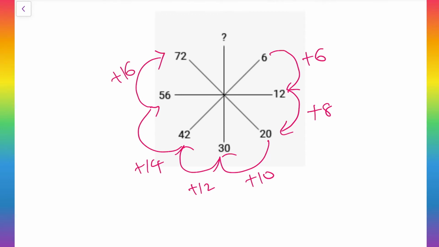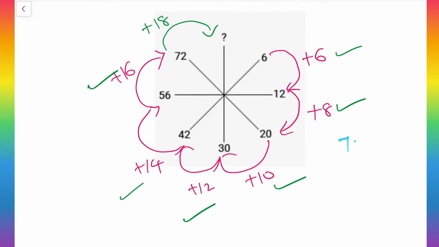Okay, now let us check, is there any logic in the numbers we are adding? 6, 8, 10, 12, 14, 16. So every time 2 is increasing. So obviously, after 16 plus 2, the next number should be 18. So we will get 72 plus 18. 72 plus 18 is nothing but 90. So the missing number is 90.